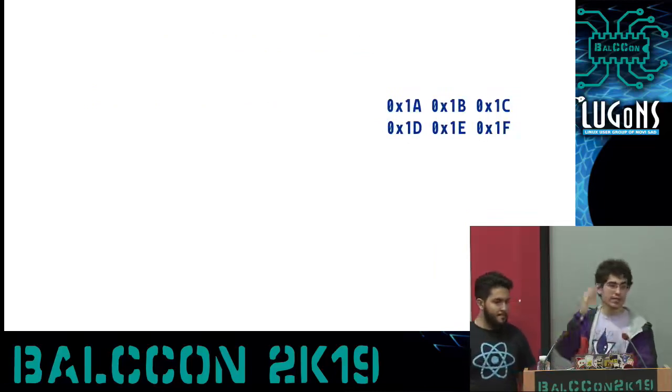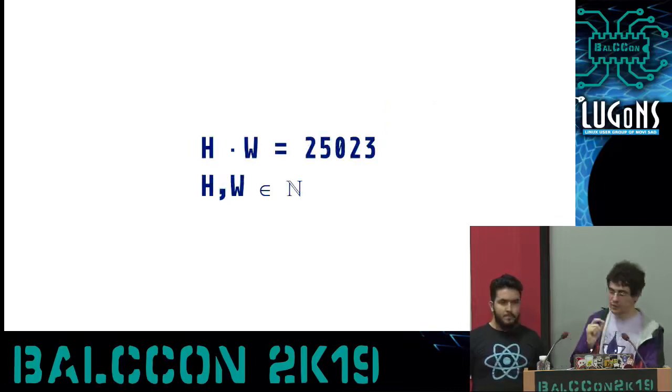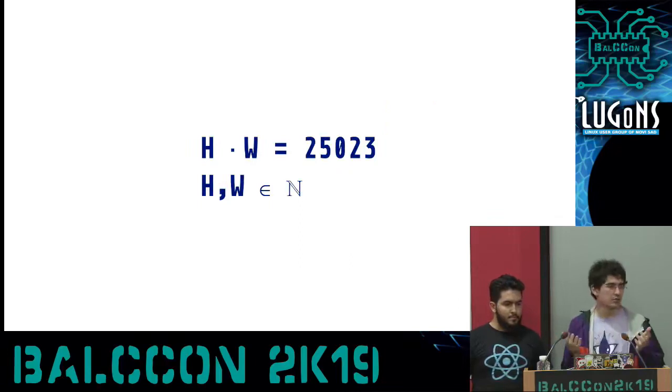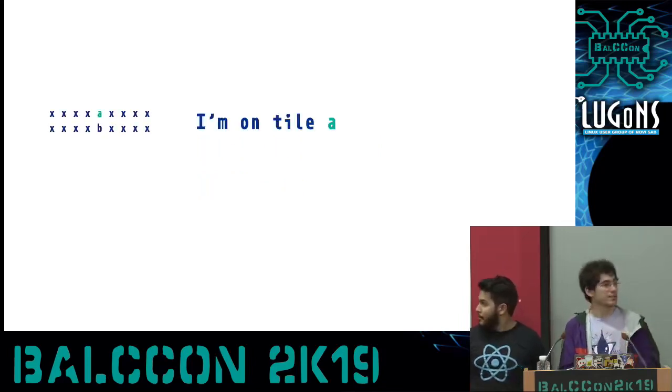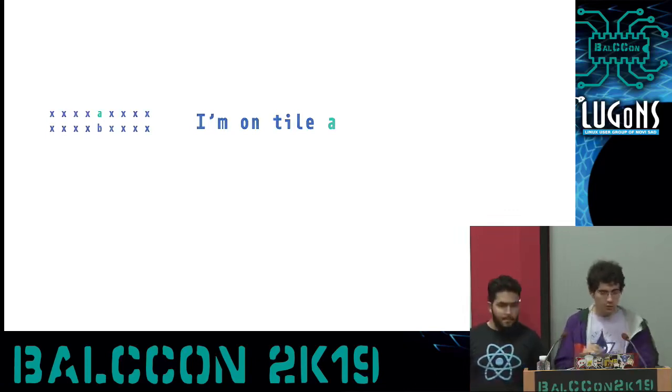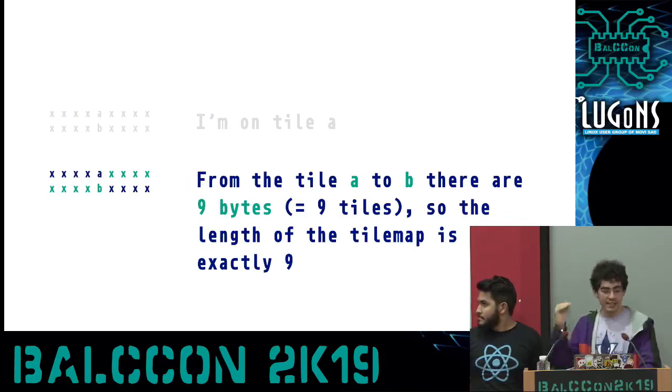Where is the new line in the array? And we have an important clue to help us: the size of the buffer. And probably the height and the width are natural numbers because it doesn't make sense to have a half tile. So we just need to find the height or the width, and we will find all the variables. Think with me: I am on tile A, and there is a tile B exactly below A. From tile A to B, there are 9 bytes, so there are 9 tiles. So the length of the tile map is exactly 9.